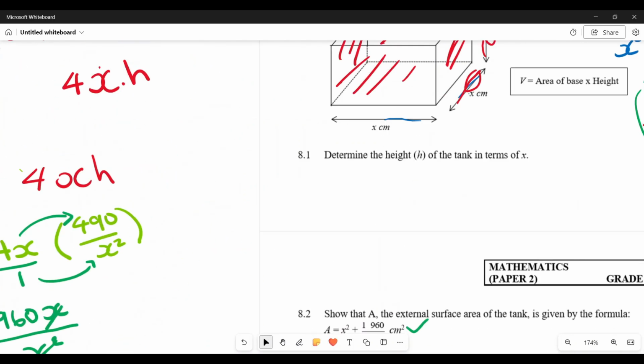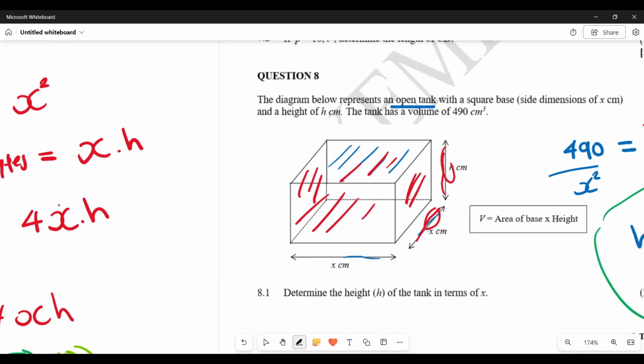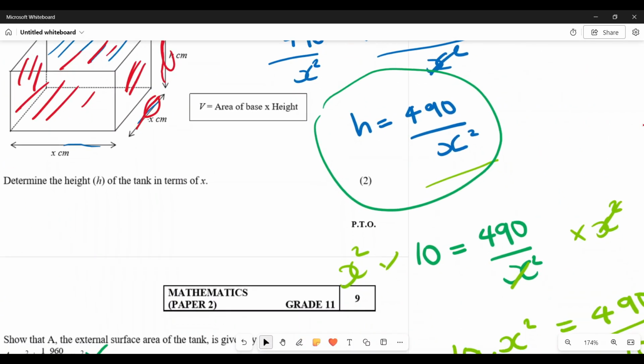Now remember, what was the catch with regards to this question? You needed to know that this is an open tank, and as a result, it wouldn't have a shape at the top. Remember, if ever you have any questions, always feel free to reach out.